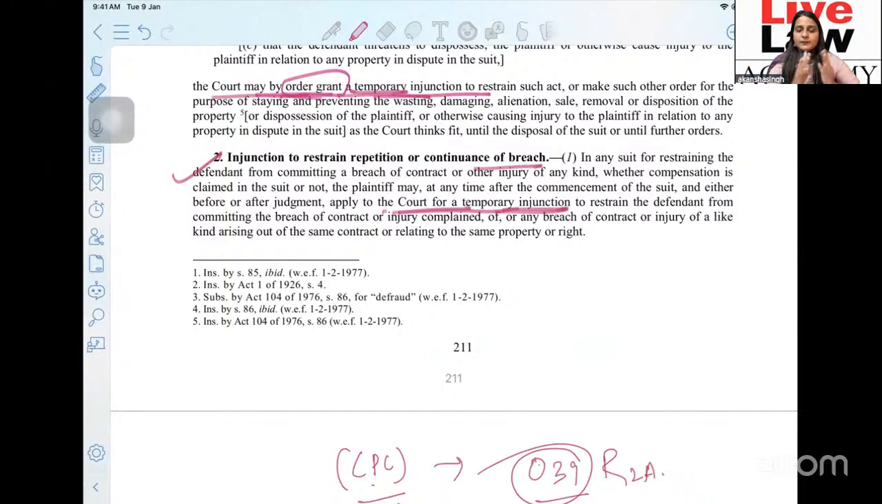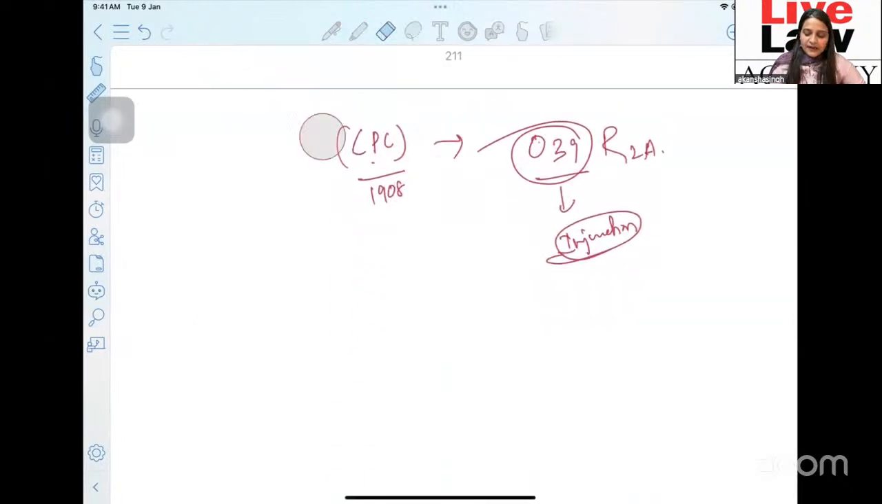So a temporary injunction, if I have to simplify, let's say if you are a first year student, you have to understand, injunction is to stop, right? Injunct, that is to stop. So in a situation, let's say X has filed a suit against Y, और ये जो मैं hypothetical facts बता रही हूँ, this is relevant to the case that we are discussing here.